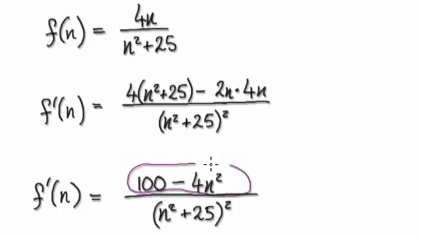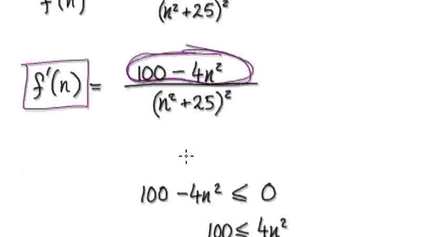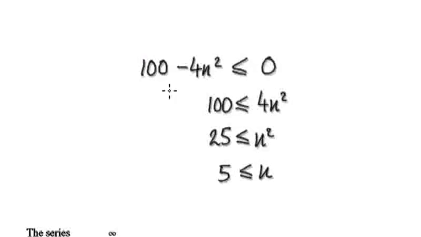Now when would this be negative? Because we want to know when f prime will be negative. It would be negative when this thing is less than 0. Now add this to both sides. That will give us this, and then divide both sides by 4. That will give us this. It would be negative when n is greater than or equal to 5. Well, precisely speaking, it will be non-increasing when n is bigger than or equal to 5.